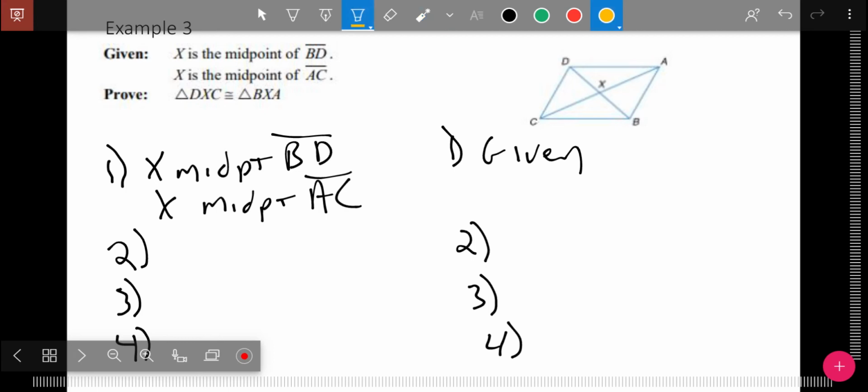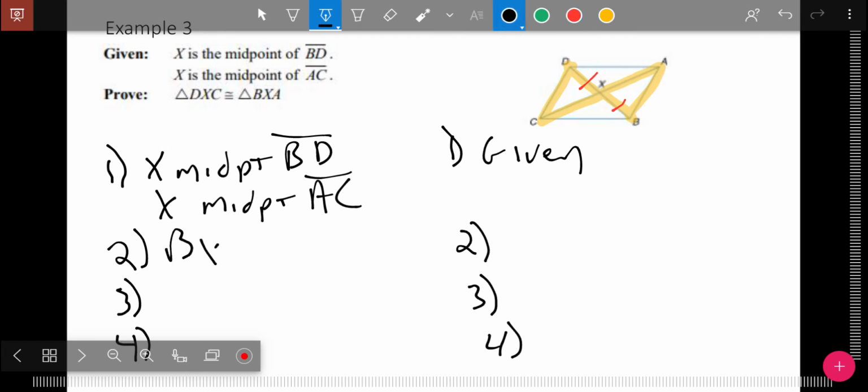Before I go too far here, I want to make sure we know what triangles we're talking about. So DXC is this one, and BXA is this one. Those are the two triangles we're talking about. When they say X is the midpoint, what does that mean? It means it splits BD into two equal parts. So I'm going to say that first here.